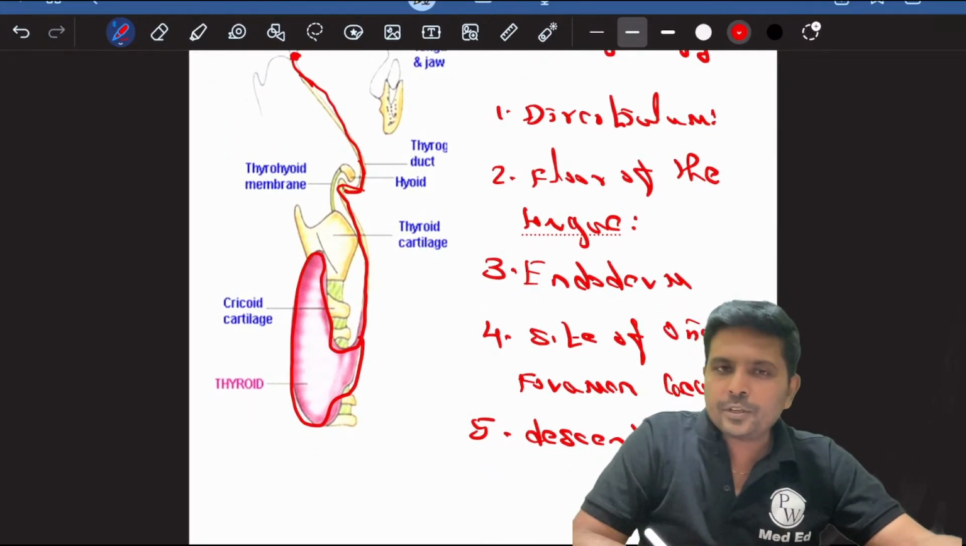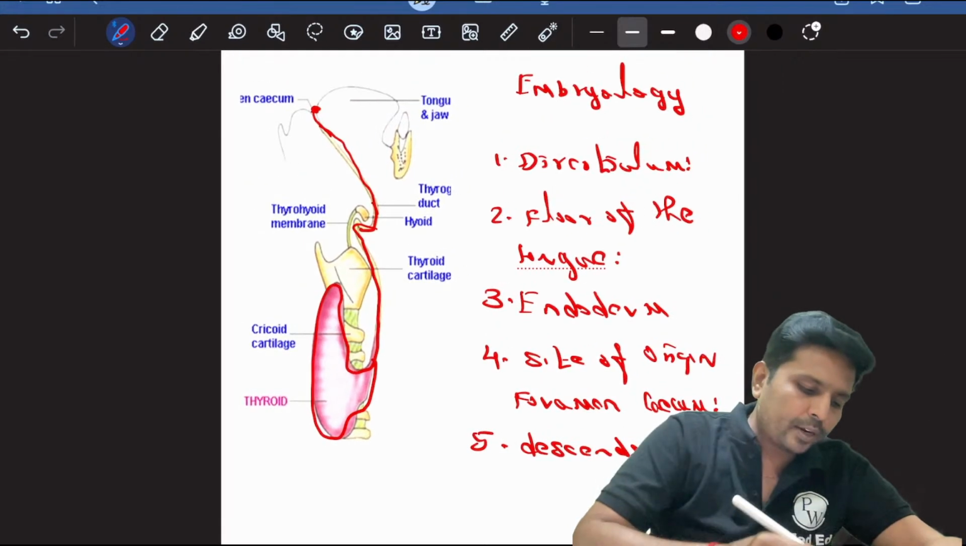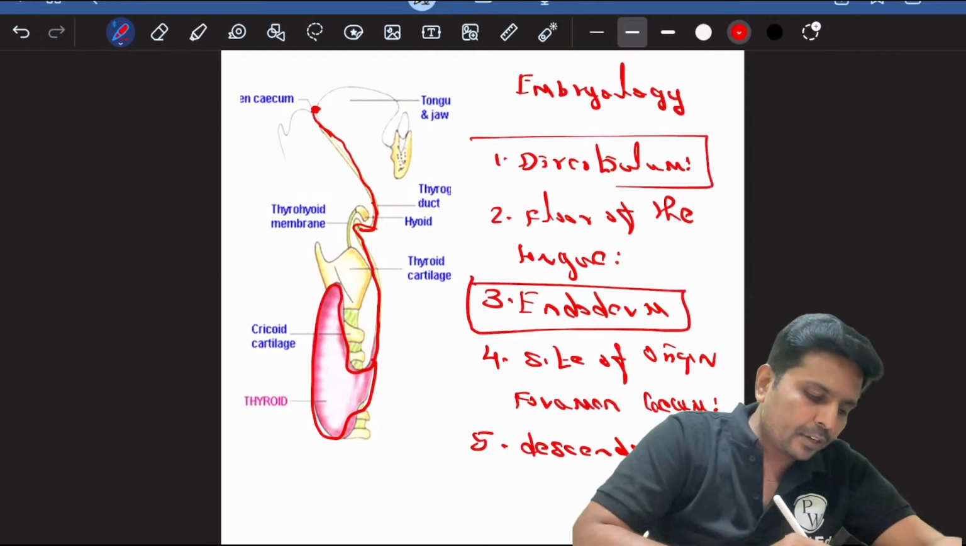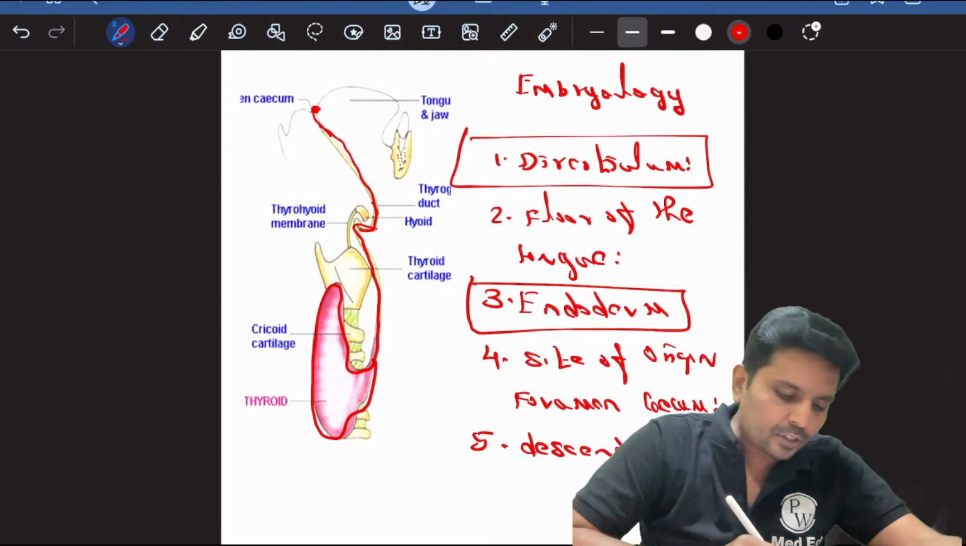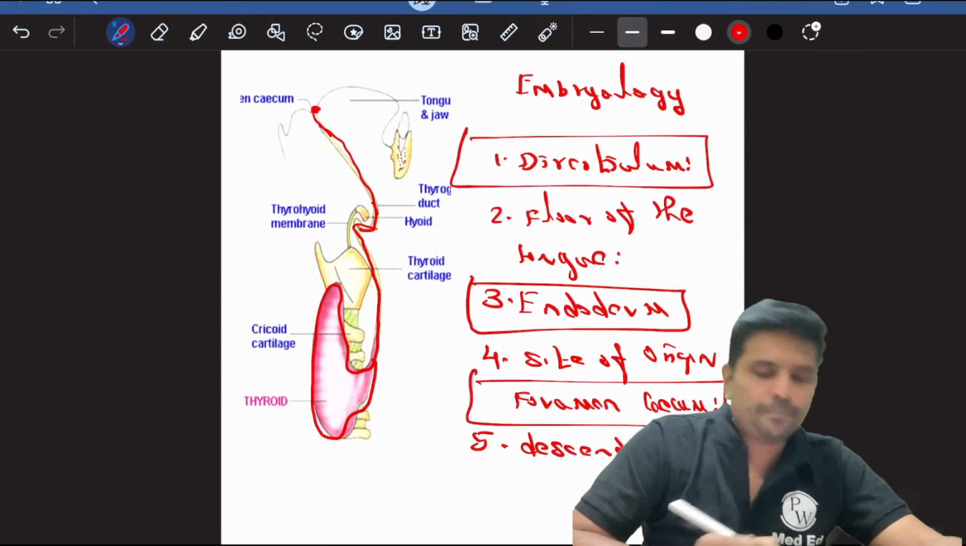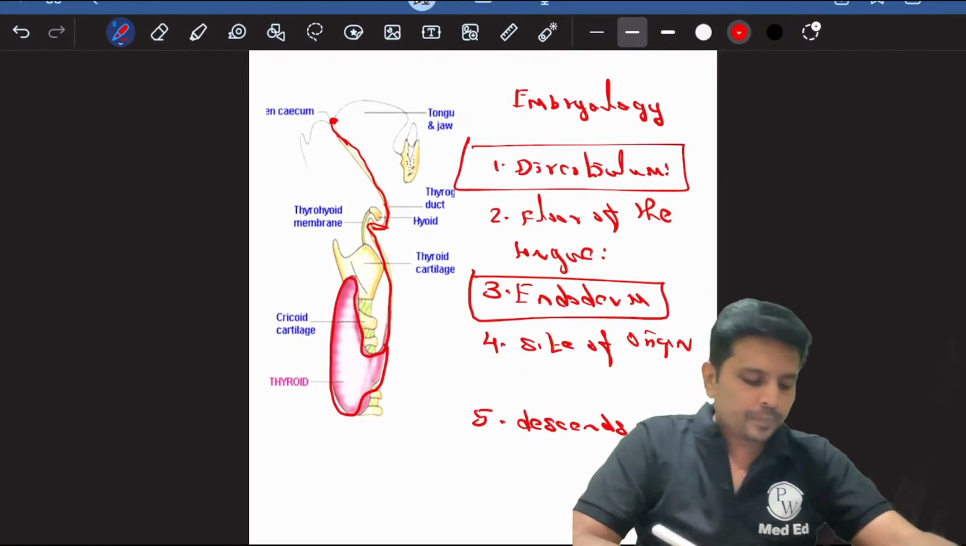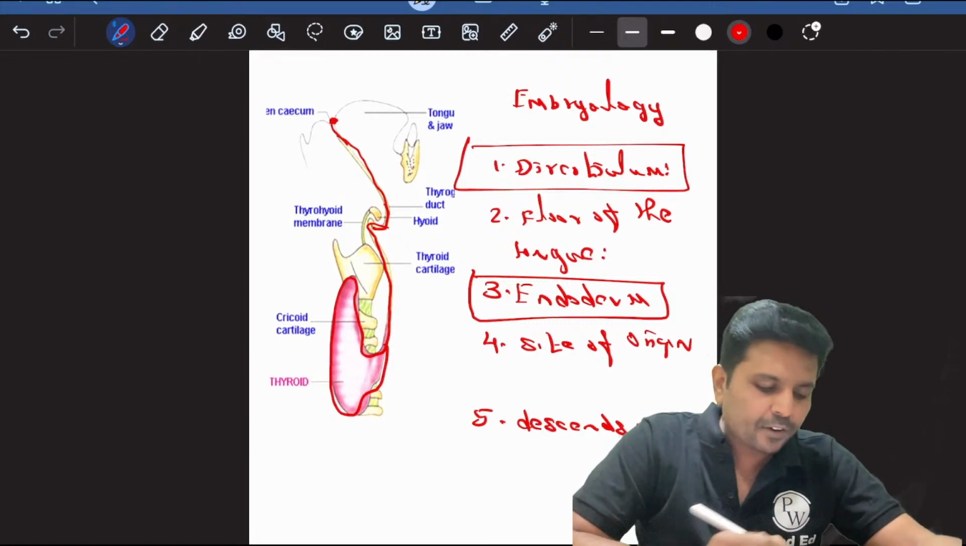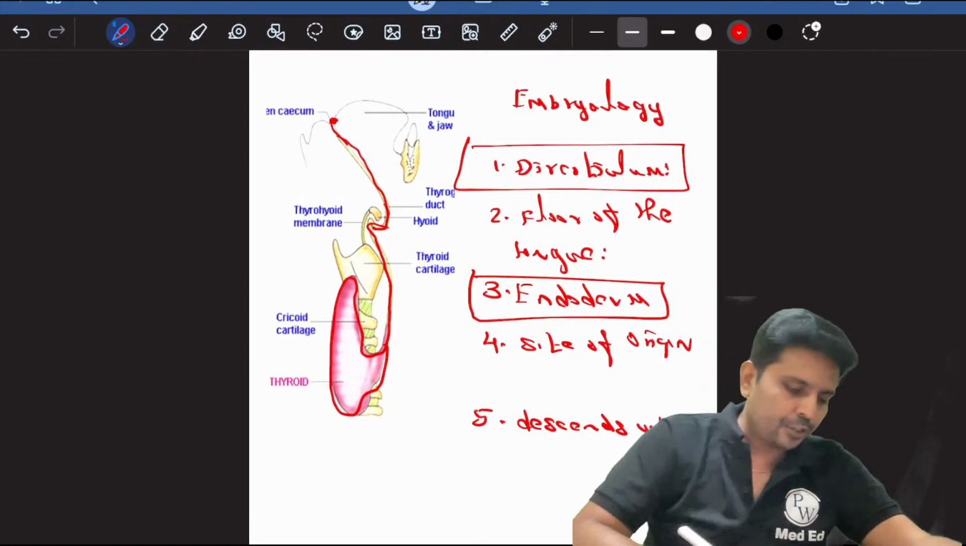What are all the MCQs that can be asked here? One, it arises from endoderm as a diverticulum. The site of origin is the foramen cecum. And it forms a right lobe, left lobe, and isthmus in front of the tracheal cartilage.